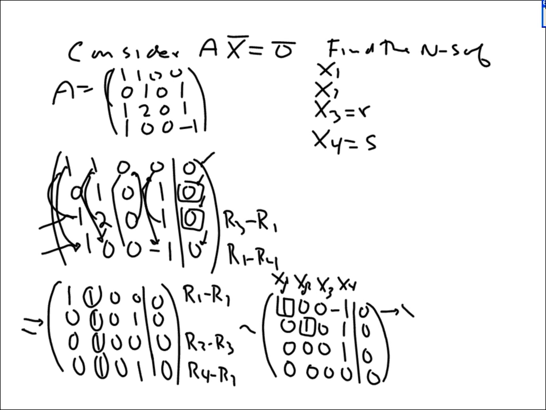Well, this one tells me that x1 minus x4 is 0, but x4 is s. That is, x1 is s. And the second row tells me that x2 plus x4 is 0. That x4 is s. So x2 plus s is 0. That means x2 is negative s.